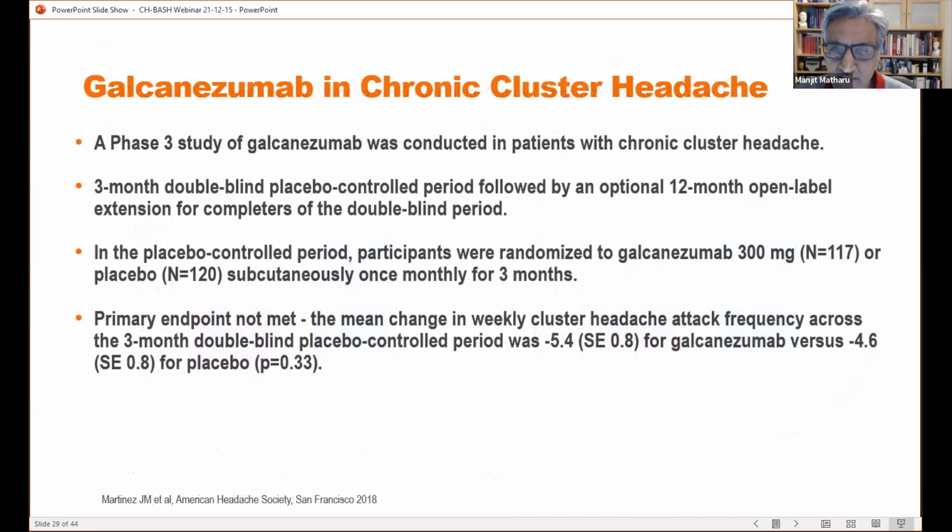It didn't work in chronic cluster headaches, but I suspect that it's the trial design. I suspect that we will just need to trial the CGRP monoclonal antibodies over a 6-month period rather than a 3-month period, and the dosing regime may even have to be 3 weekly rather than 4 weekly. But time will tell whether that's the case. It doesn't seem that the CGRP monoclonal antibody is going to be particularly useful in chronic cluster headache, not the way they've been tested out so far.